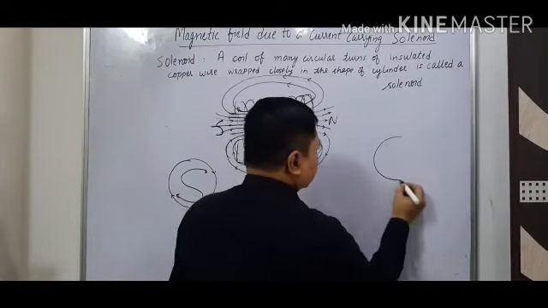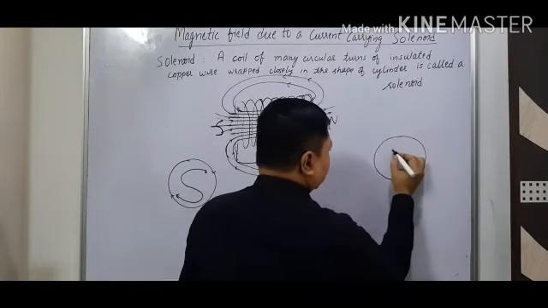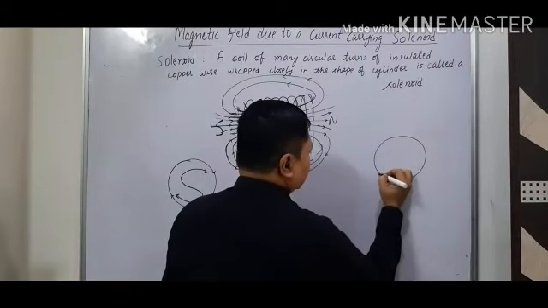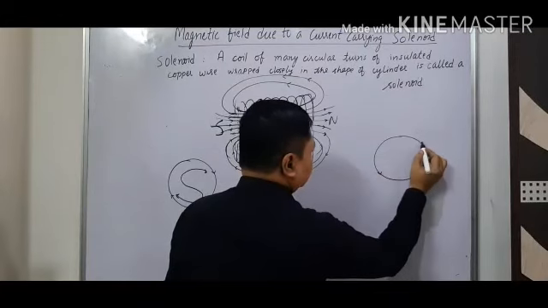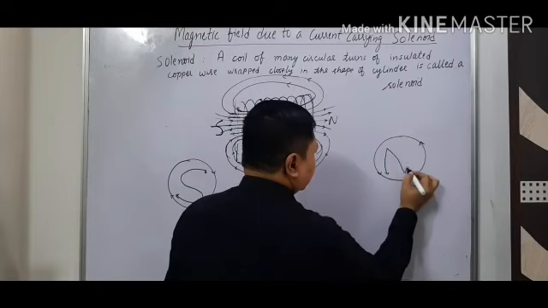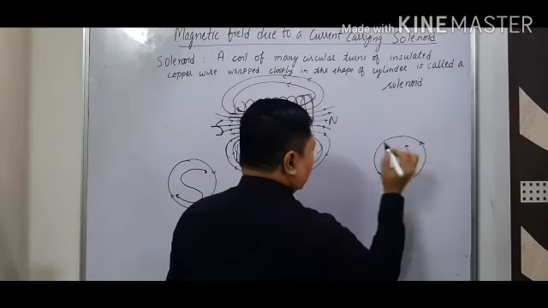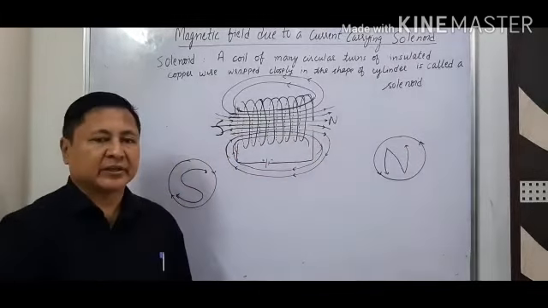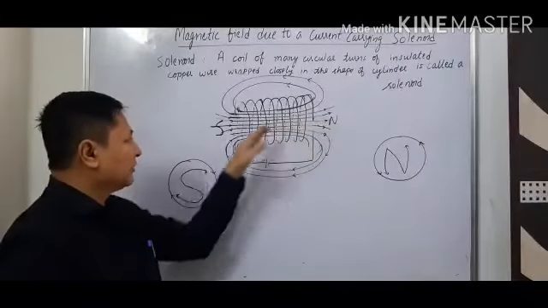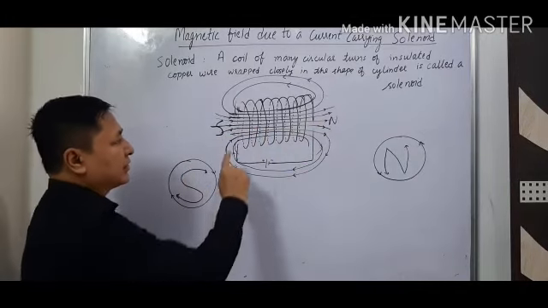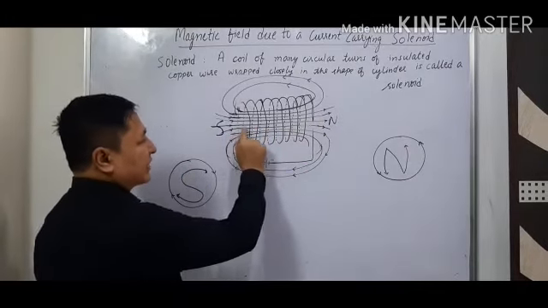and the current enters anti-clockwise, then you can see the letter that we are using is N, that is north. So when the current enters anti-clockwise, that side is north, and when it is entering clockwise, then it is south. Now you can see the magnetic field inside the solenoid.